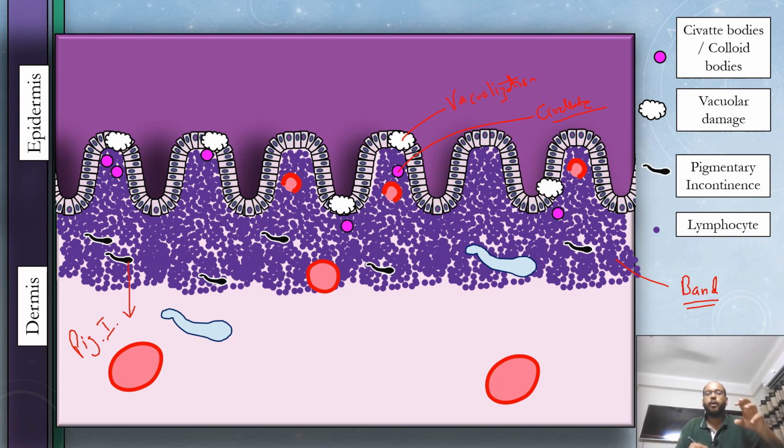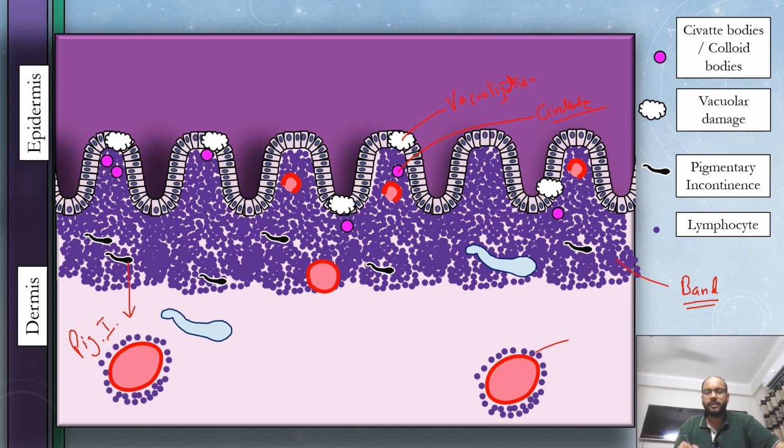And this pattern, along with the various changes in the presentation of this reaction pattern and additional features, helps guide the clinician to form a certain diagnosis. And we will discuss each and every feature quickly as we move through.